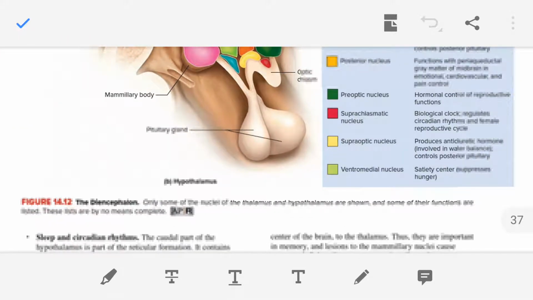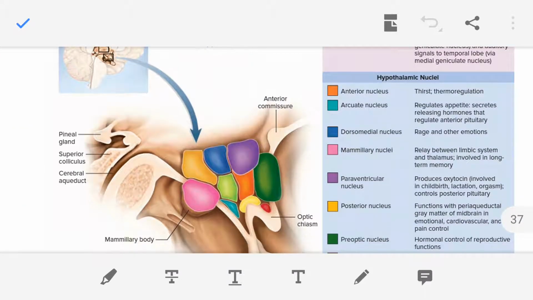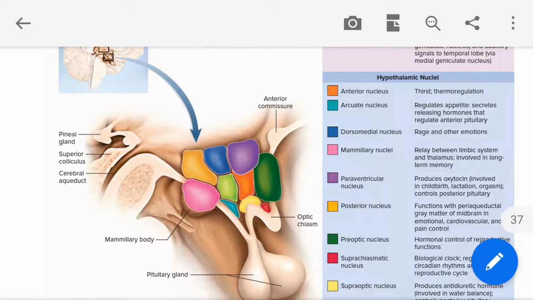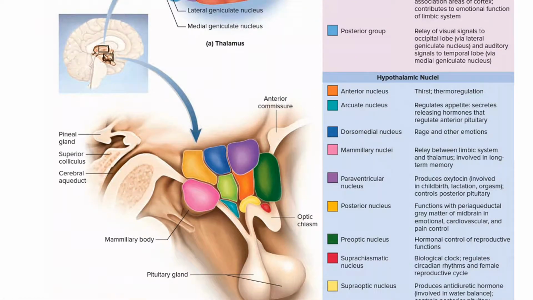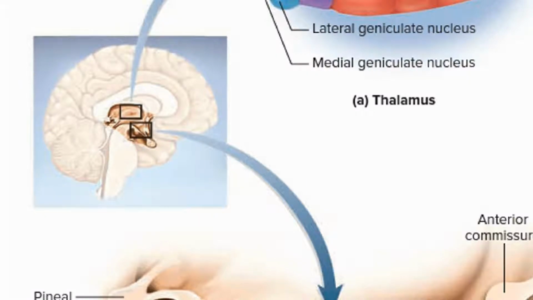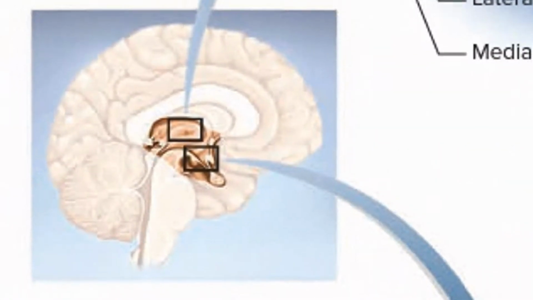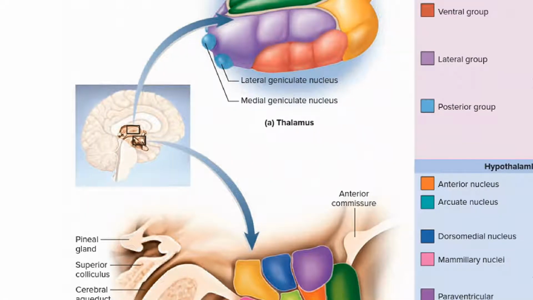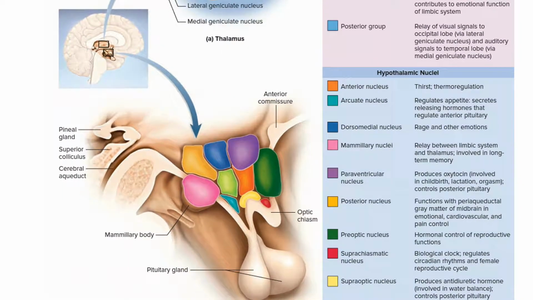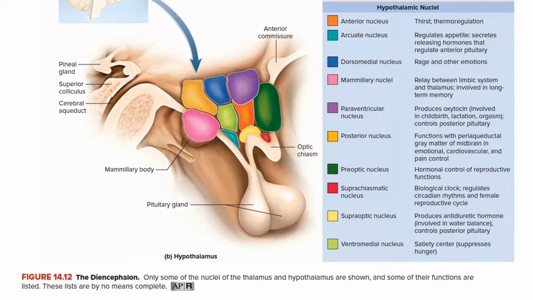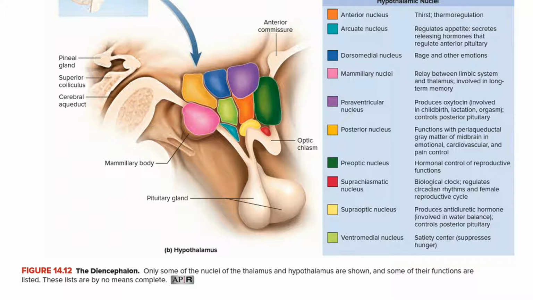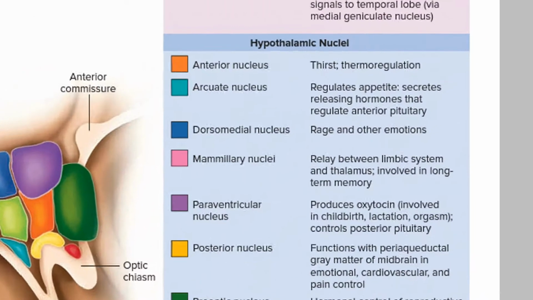Now one more figure I would like to show you. For example, over here, see the exact location of the hypothalamus in the rectangle box, and they have zoomed this rectangle box. So this is the hypothalamus and the nucleus and the region. Okay, so all the nucleus.